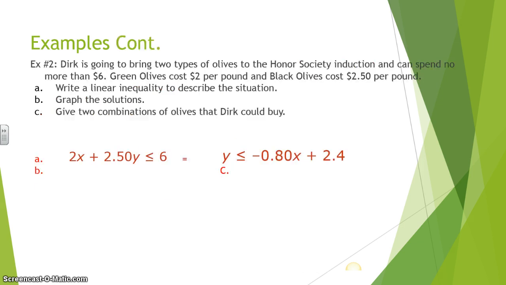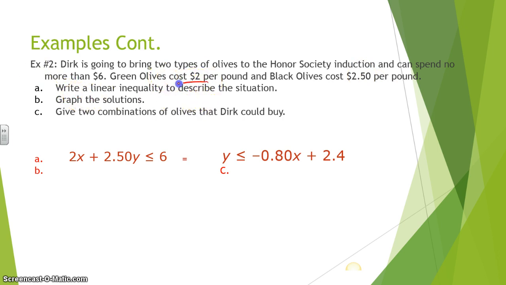Let's go into example 2. It says Dirk is going to bring 2 types of olives to the Honor Society induction and can spend no more than $6. Green olives cost $2 per pound, and black olives cost $2.50 per pound. They want us to first write a linear inequality to describe the situation.